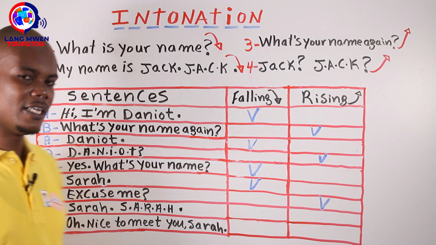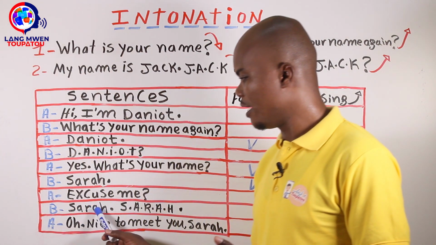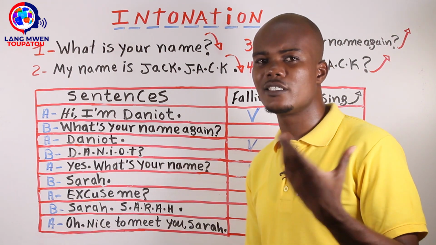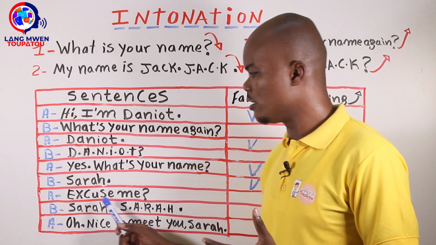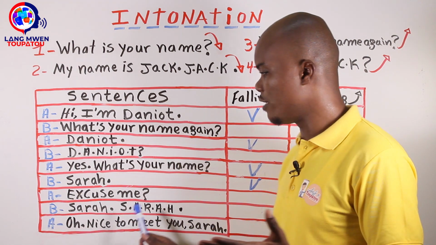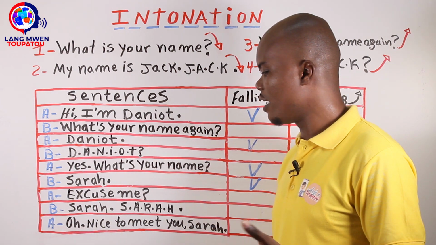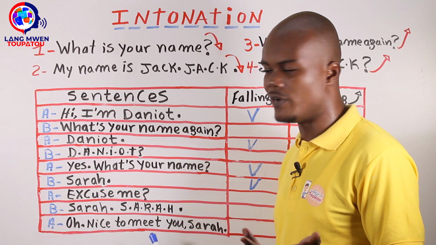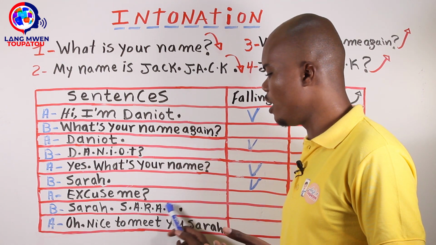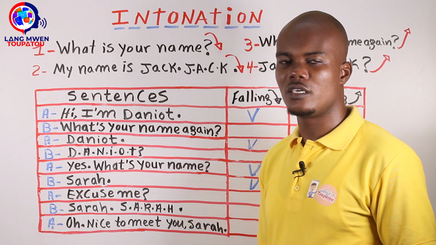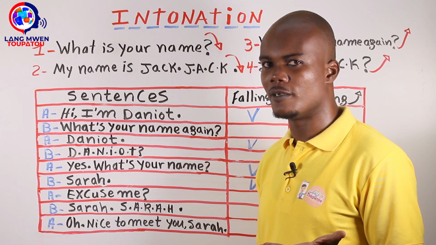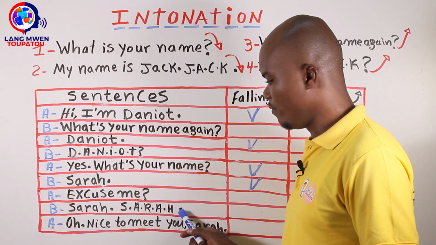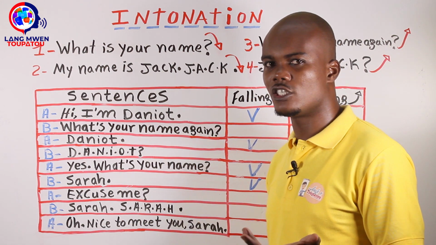Sarah. Because Daniel doesn't hear what Sarah says. Daniel says, excuse me, and Sarah answers, Sarah. S-A-R-A-H. Is it a falling intonation or rising one? Falling intonation, this one.